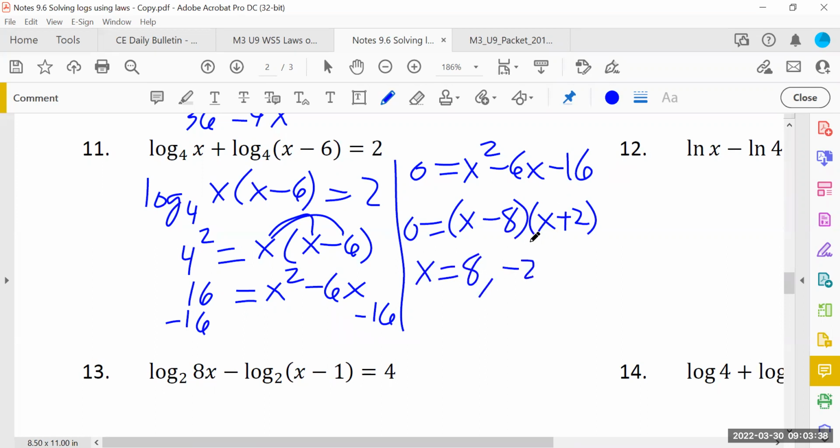Is everybody okay with finding those without me actually setting up the two equations and solving? You could do it. X minus 8 equals 0. X plus 2 equals 0. Solve them. Get the opposites. One of these doesn't work.